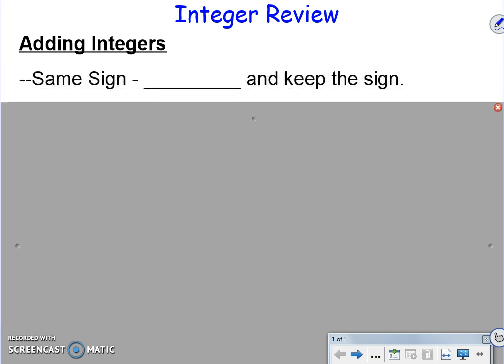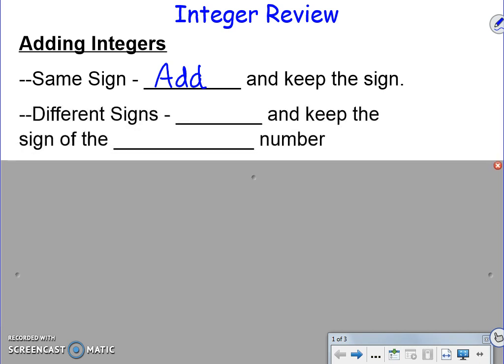So let's say that we're given an addition problem and they have the same sign. So you have a negative plus a negative, or a positive plus a positive. If it's the same sign, then all we're going to do is add those numbers together and keep the sign that's already in the problem. So if it's a negative problem, we will have a negative answer. If it's a positive problem, we'll have a positive answer.